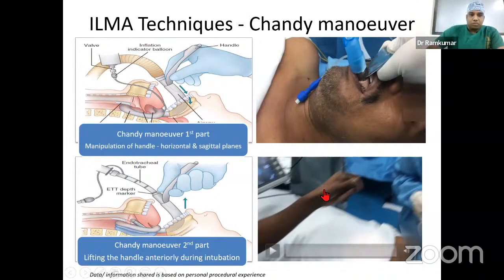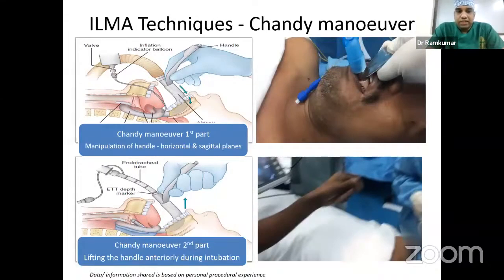What is Chandy's maneuver part 2? Chandy's maneuver part 2 is done during intubation, while passing the endotracheal tube. Once the tube is inserted till the epiglottic elevating bar, I hope you understand what the epiglottic elevating bar is at that particular point, there's a black mark on the tube. It is the 15 centimeter mark. Till that point the tube is inserted, which means the tube is just beyond the epiglottic elevating bar.